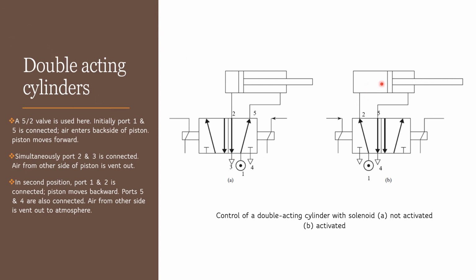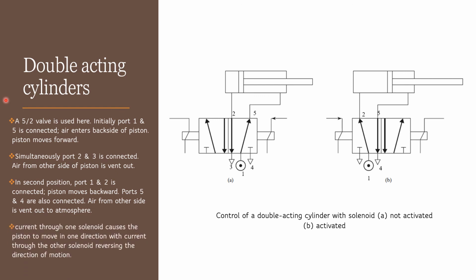Due to the action of this compressed air, the piston will move backwards, that is from left to right in the figure. Here also ports 5 and 4 are connected. The air on the other side of the piston will be vented out to the atmosphere through ports 5 and 4 as shown in the figure.